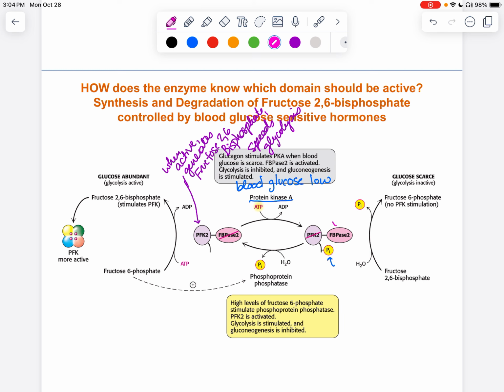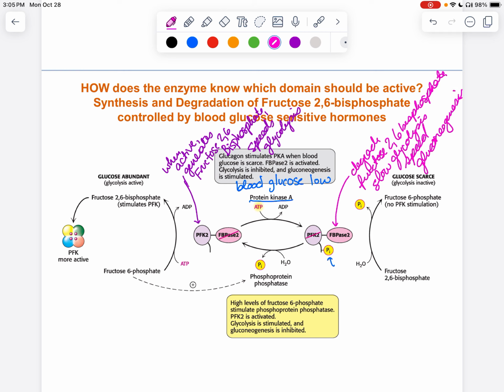Okay, on the other hand, when the phosphatase domain is active, it is going to degrade the fructose 2,6. Okay, it's going to slow glycolysis and speed gluconeogenesis.